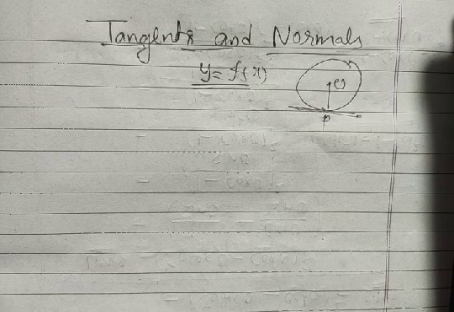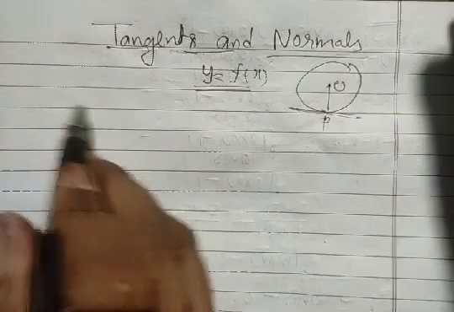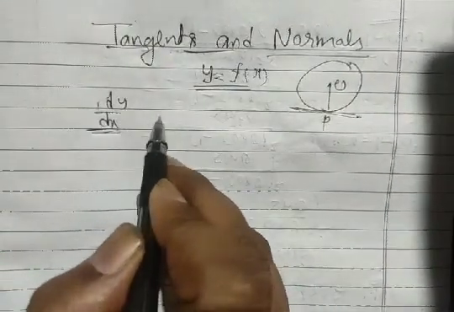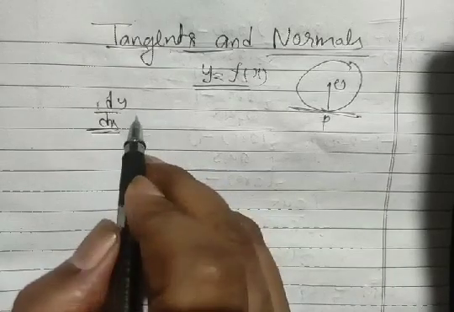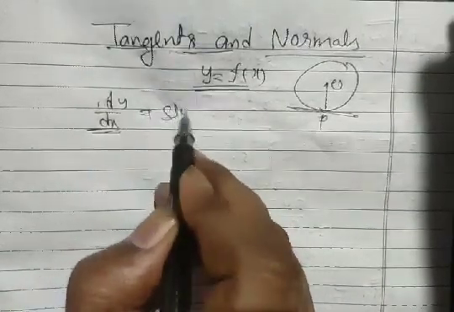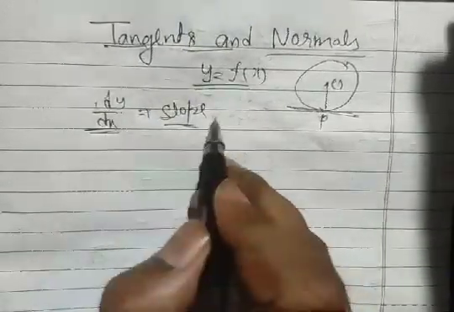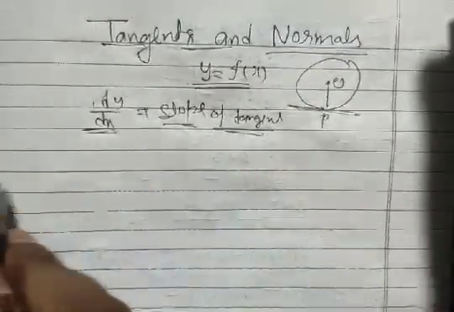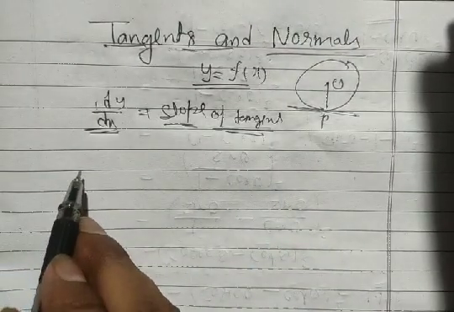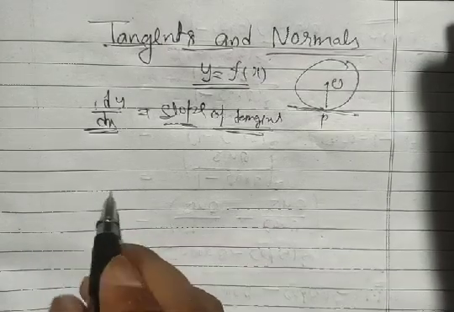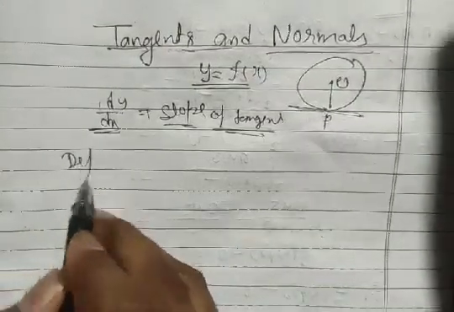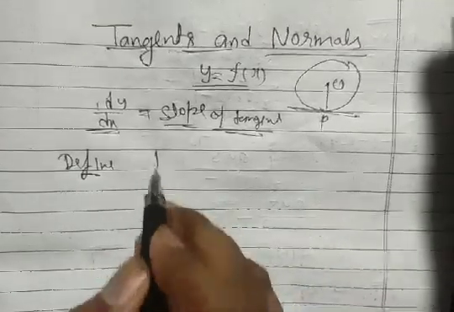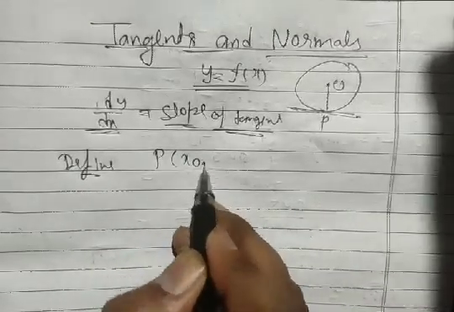So in general, what is dy/dx? When we talk about its geometrical interpretation, we know that it is the slope of the tangent. For any curve, when we want to define the tangent, we take some point, suppose the point (x0, y0).